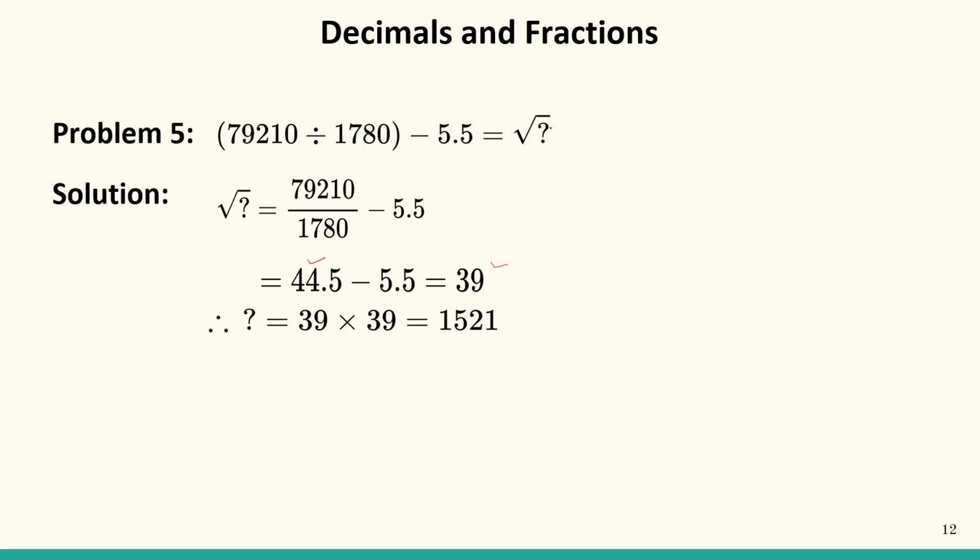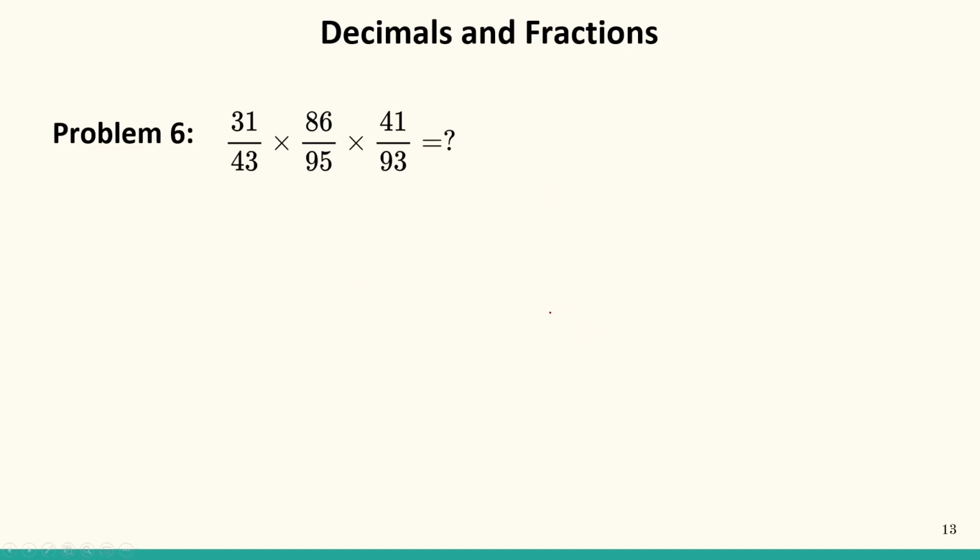Since what we are left with is root over x, let's replace this question mark with x. So square root of x is equal to 39. This is what we are left with. So how to find x? We can square on both the sides. So x will be 39 into 39, squaring on both sides. What we are left with is 39 square, that is 1521. This is the final answer.